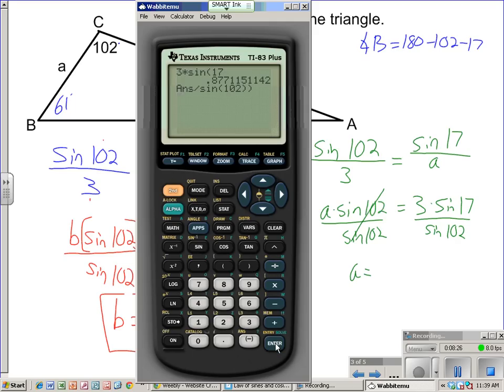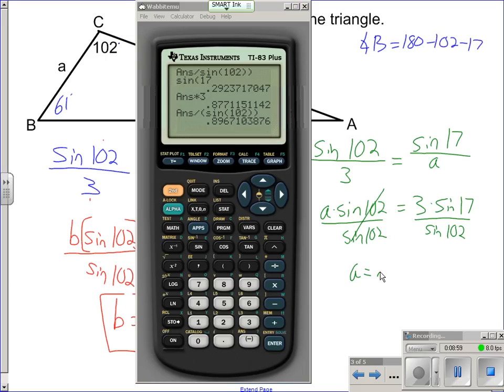Error. What did I do wrong? Sine of 17, enter, times 3, enter. I'm going to divide that by the quantity of sine 102. Close that parenthesis, close the divider. I think I just had a parenthesis mistake. All right, so side A.